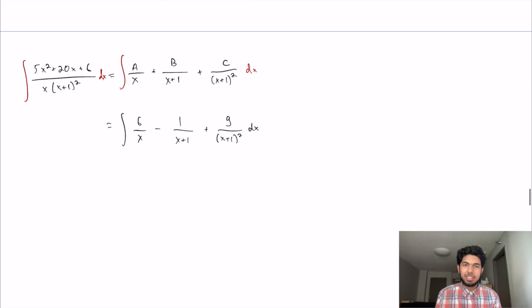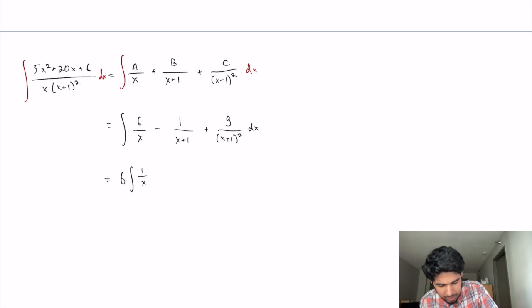Okay, you know how much I like to break apart an integral into the sum or difference of many, so that's what we'll do here. We can also bring out some of these multiplicative factors. So this becomes 6 times the integral of 1 over x dx minus the integral of 1 over x plus 1 dx plus 9 times the integral of, well, let's write it as x plus 1 to the negative 2 power dx.